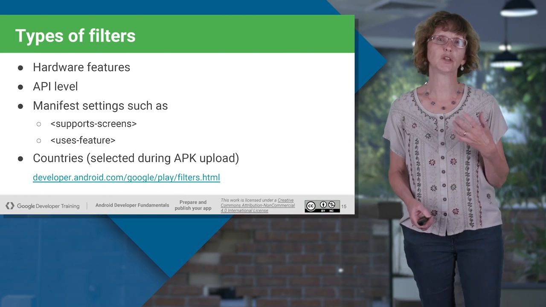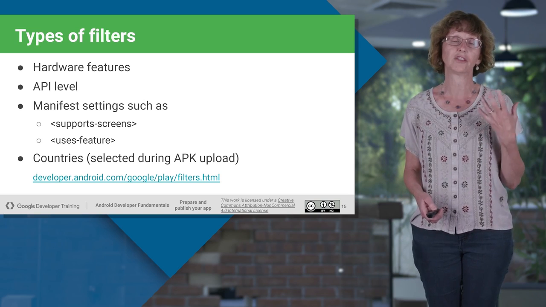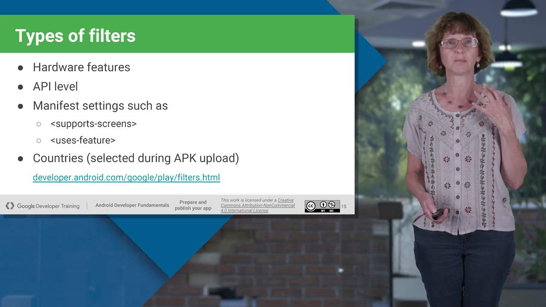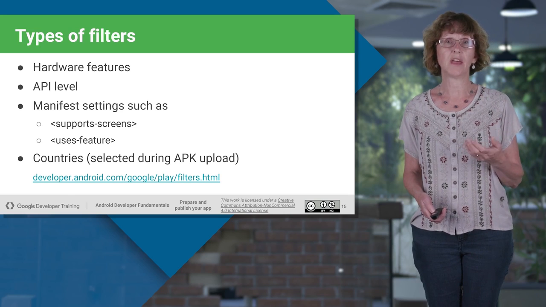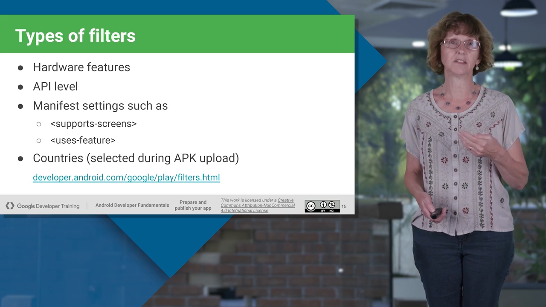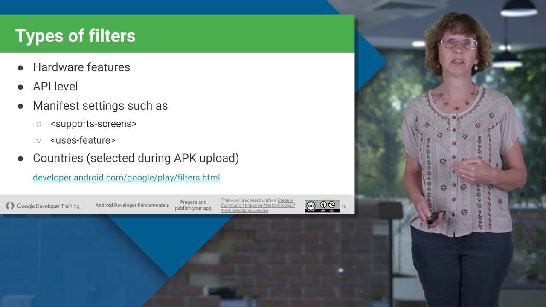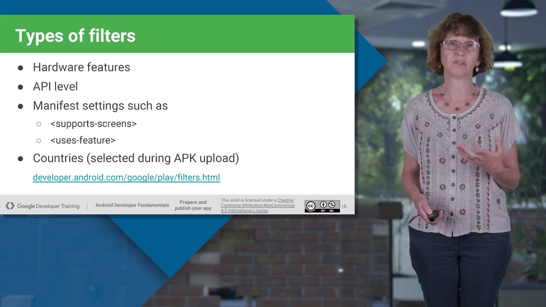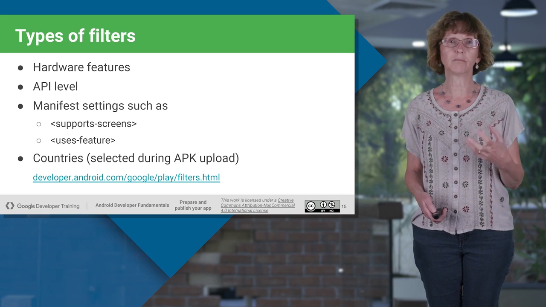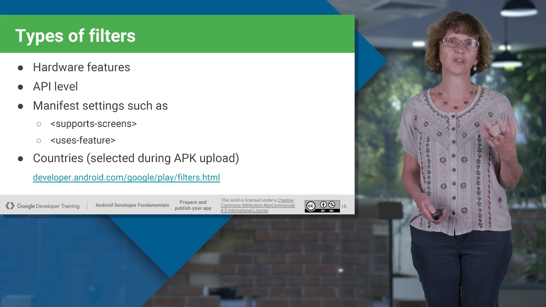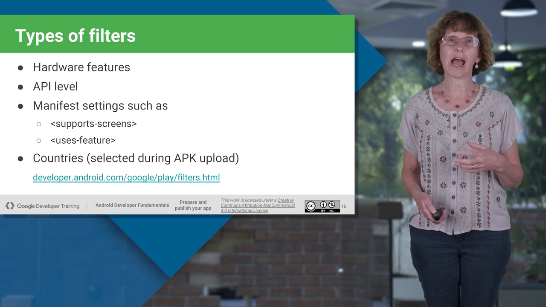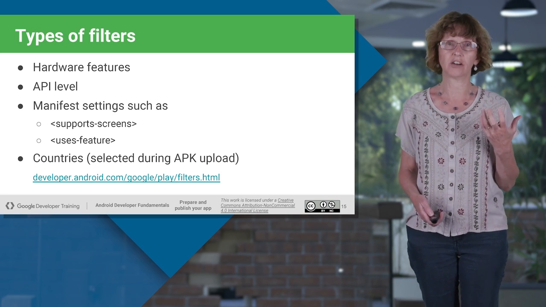So there's different ways that Google Play filters the results. One is on the hardware features of the device. The other is on the API level. So if your app requires a specific API level, then users whose devices are running Android versions below that API level won't get to see your app. And then you can also specify things in the manifest, like the supported screens and the user's features. There's different ways that you can make sure that your app gets shown in search results on Google Play to the devices that can run your app and that won't be shown on devices that can't run your app.